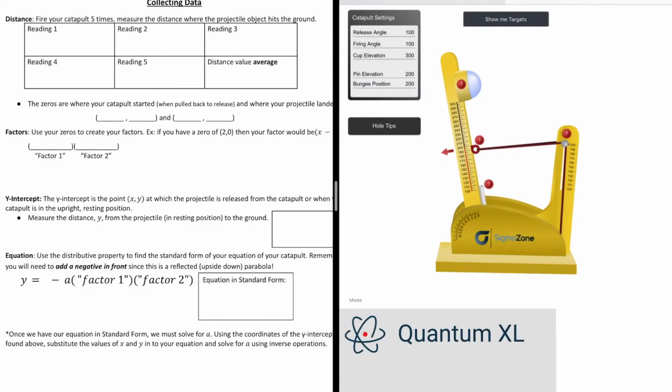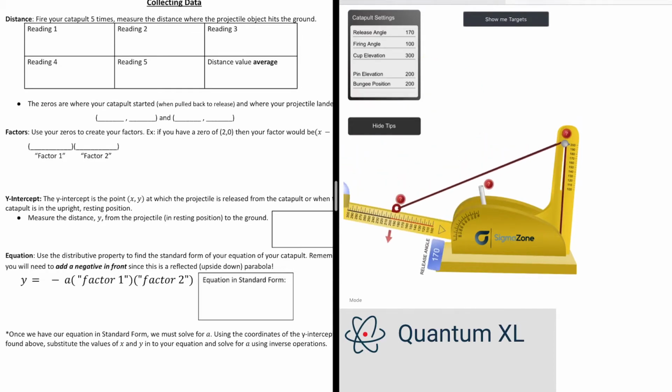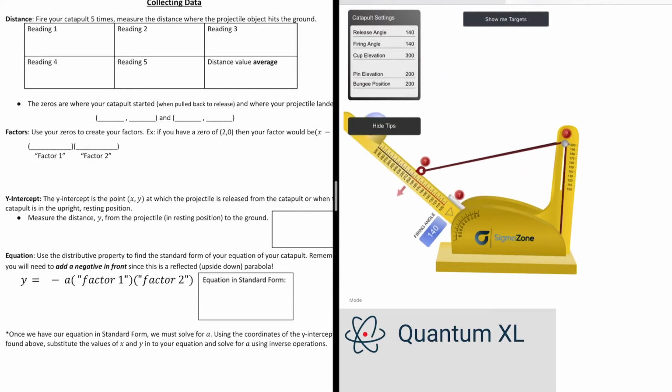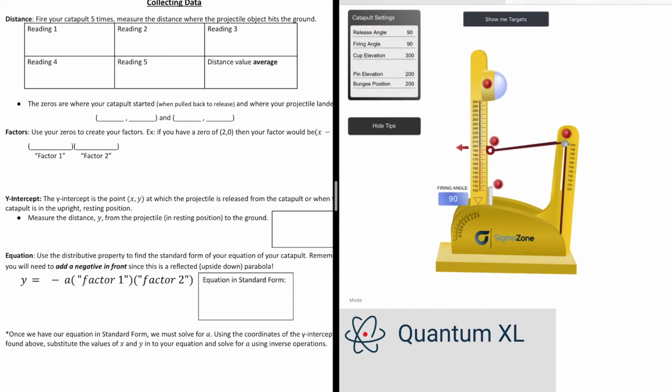Okay, this is an example of how you use the Sigma Zone Virtual Catapult Simulator to collect your data. So you will take the reading 5 times, but before you do that, you see these question marks. This white one, if you drag that back and forth, you'll see the firing angle change, not the release angle. We want the firing angle set to 90 degrees, all the way up as far as it can go.